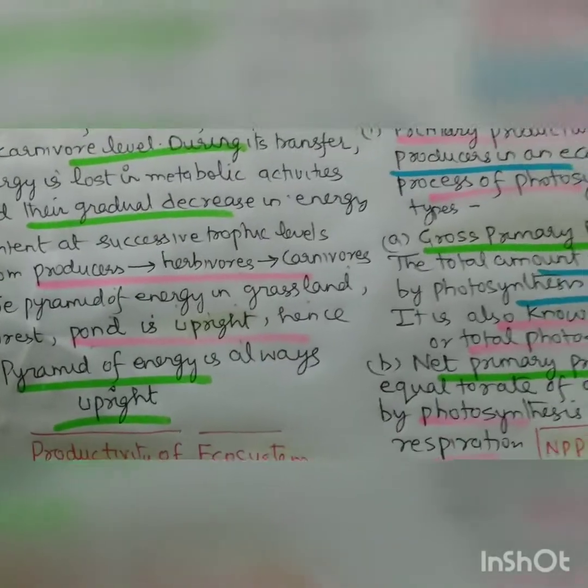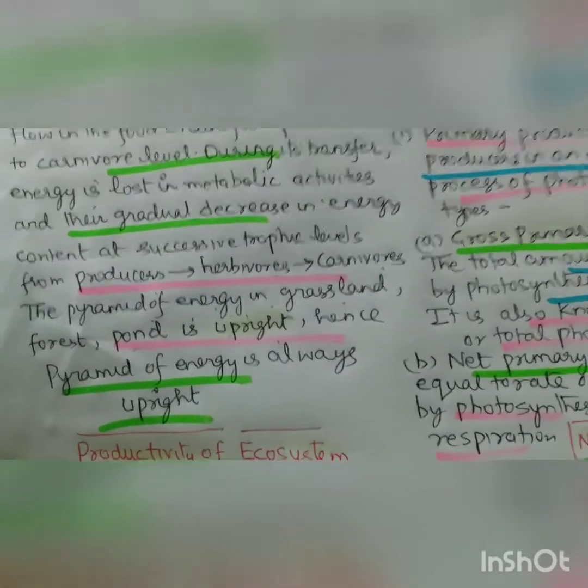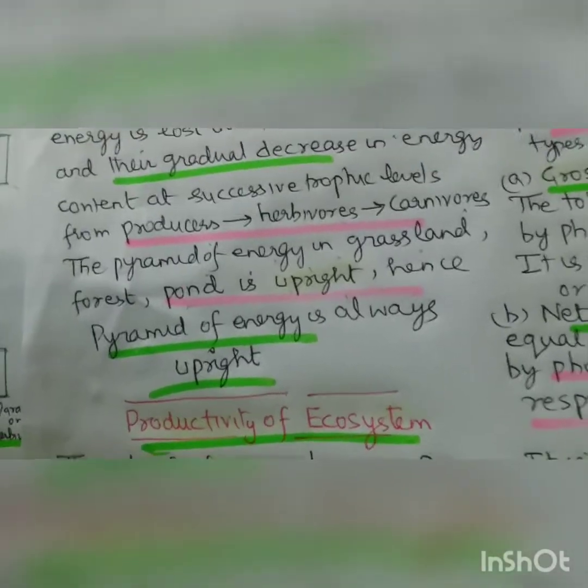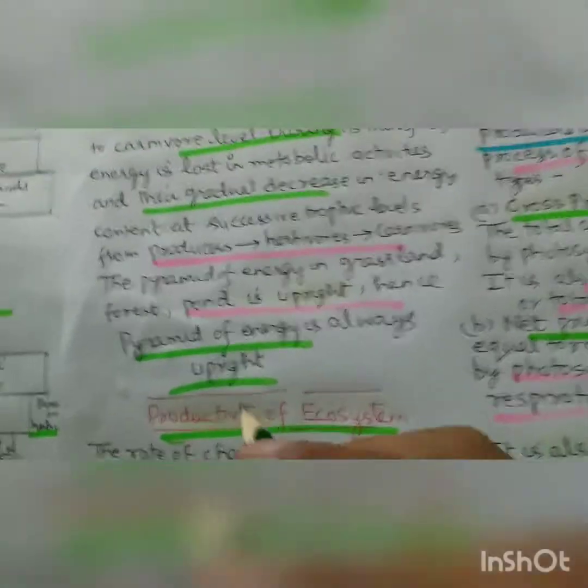Hence, one question will come: the pyramid of energy in grassland, forest, and pond is upright. Pyramid of energy is always upright. This I already told you.